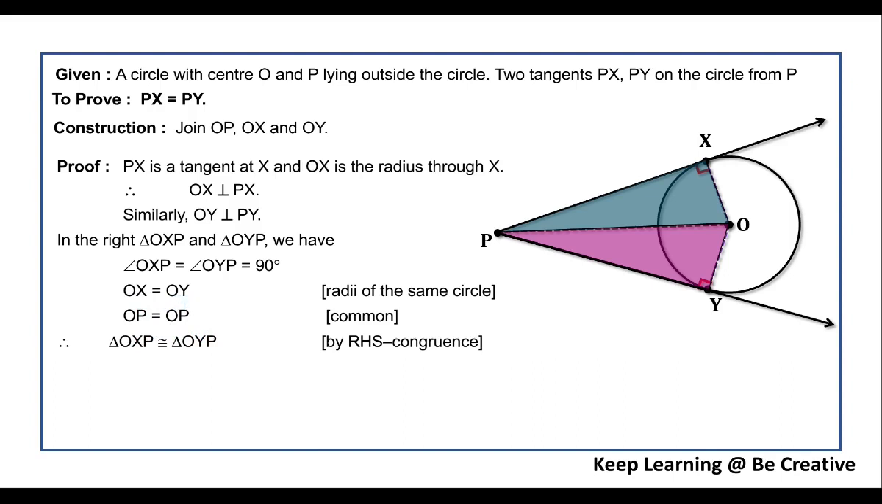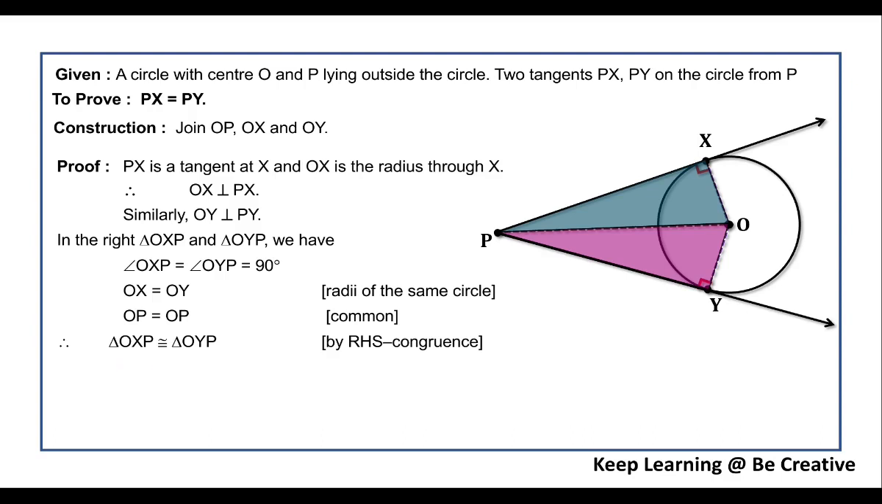If you have any doubt regarding how the radius is perpendicular to the tangent, then you can see the video to prove that the tangent is perpendicular to the radius at the point of contact. The link to the video is given above.